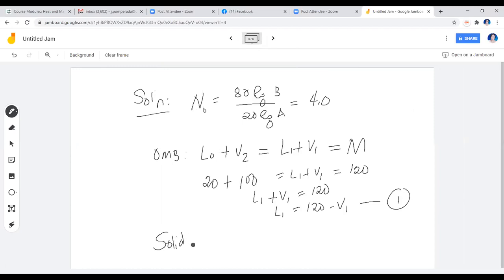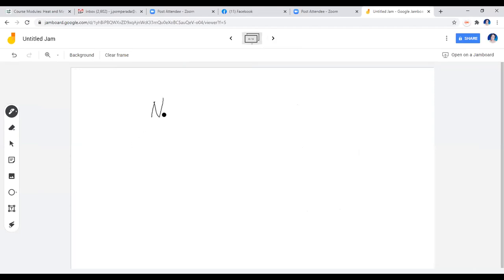Solid balance. When you do solid balance, you will have solid in feed, I'll just have it L0, should be equal to solid in slurry, the underflow, that's L1. If we account for solid in the feed and solid in the slurry, your formula would be the concentration of the solid in the feed times the value of the feed should be equal to the concentration of the inert solid in the slurry times the value of the slurry.